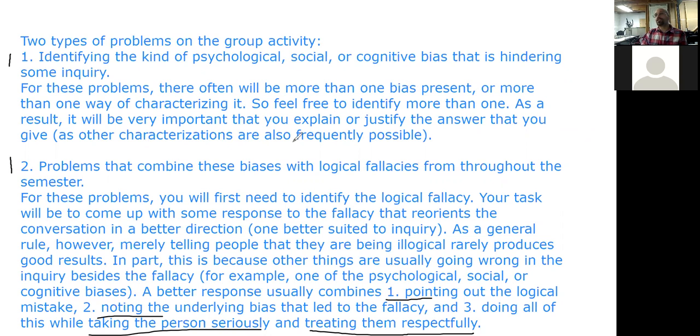So there's two kinds of questions that are going to be on the group activity. This is predominantly for the students who are working asynchronously. First set of problems, that's the first six, you're just going to be tasked with identifying the bias that's present within the argument.